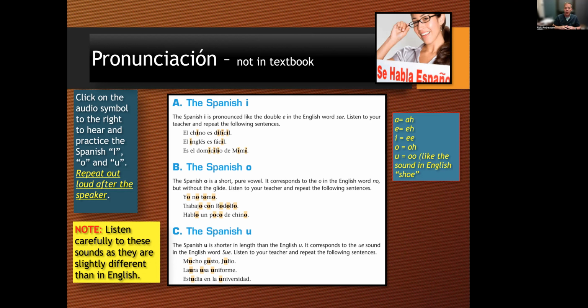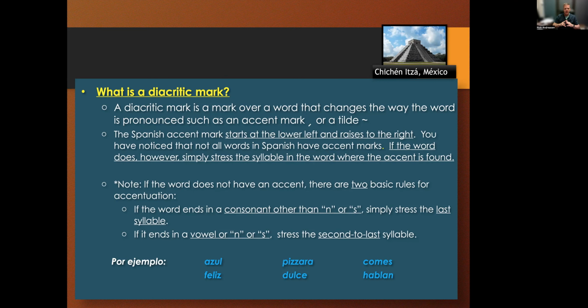In Spanish, the accent marks go from lower left to the upper right. You'll see as you look at your international keyboard, in Italian, the accent marks go the other way. So in Spanish, they go from lower left to upper right. It tells us that we're going to give more emphasis to that syllable. And then there's a tilde. The tilde is a curve that goes on top of the N that makes it an Nye as opposed to a regular N.